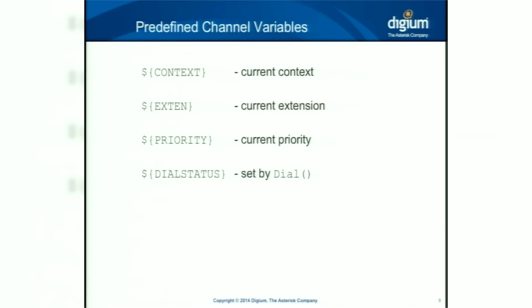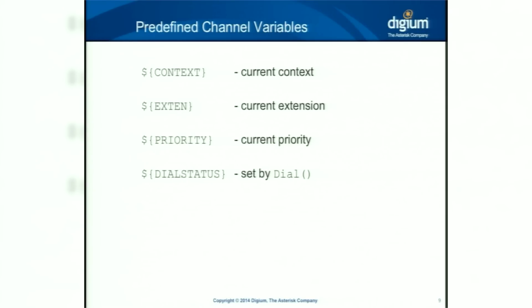Same thing for context and priority. So you can get an idea of exactly where you are within your dial plan at any point. These are very helpful for debugging. We'll look at an example of putting them into a no-op statement, no-op being another application. But first, the concept here of just predefined channel variables. So let's see, and then we have dial status.